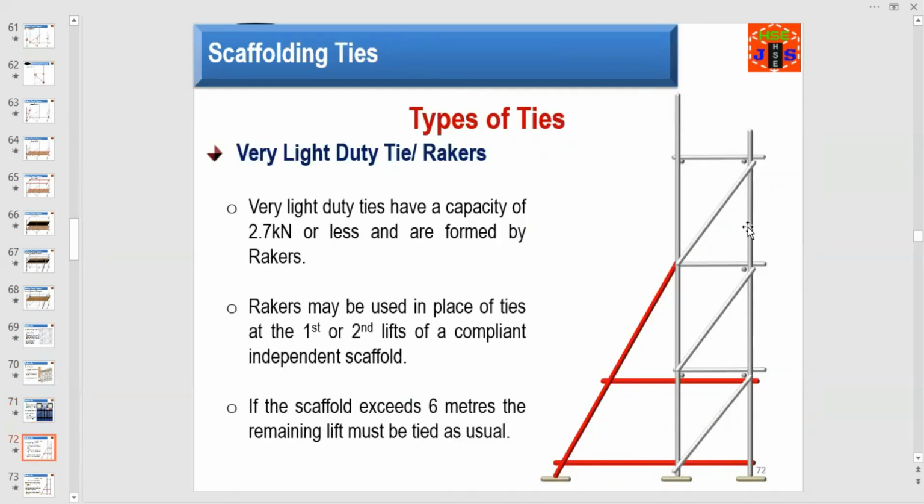Let us start discussing now the types of ties. Very light duty tie, rakers. Very light duty ties have a capacity of 2.7 kilonewton or less and are formed by rakers. Rakers may be used in place of ties at the first or second lifts of a compliant independent scaffold. If the scaffold exceeds 6 meters, the remaining lifts must be tied as usual.